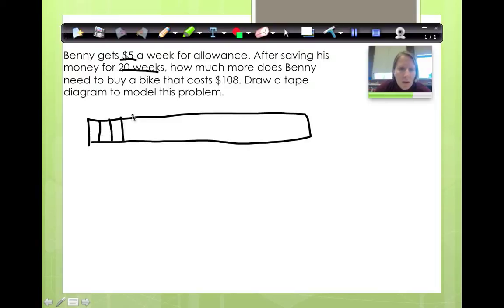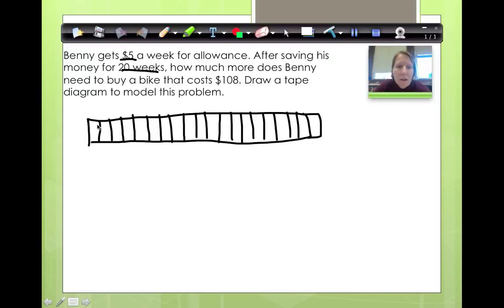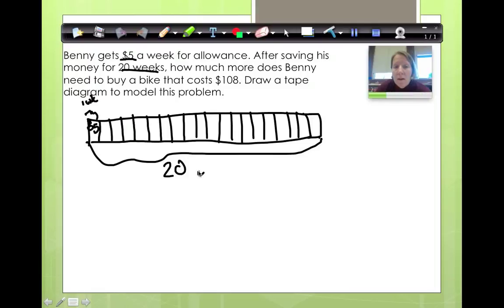2, 3, 4, 5, 6, 7, 8, 9, 10, 11, 12, 13, 14, 15, 16, 17, 18, 19, 20. And how much is in each one? It's $5 in each one. Okay, so this is 1 week. This right here is 20 weeks. Right? Okay? But this is the problem we don't know.